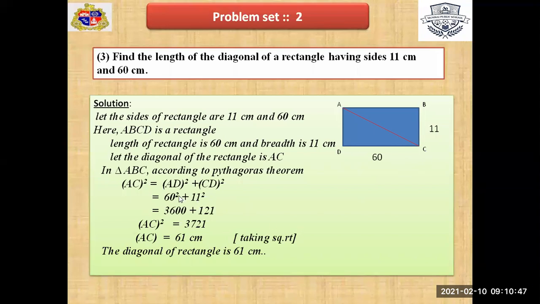Then AD is 11, sorry, and DC is equal to 60. 60 square is 3600 and 11 square is 121, that is equal to 3721. So here we find AC by taking the square root of 3721, that is equal to 61 centimeter. So the diagonal of the rectangle is 61 centimeter. Okay. This type of question may be asked in question number 1B type for 1 mark.